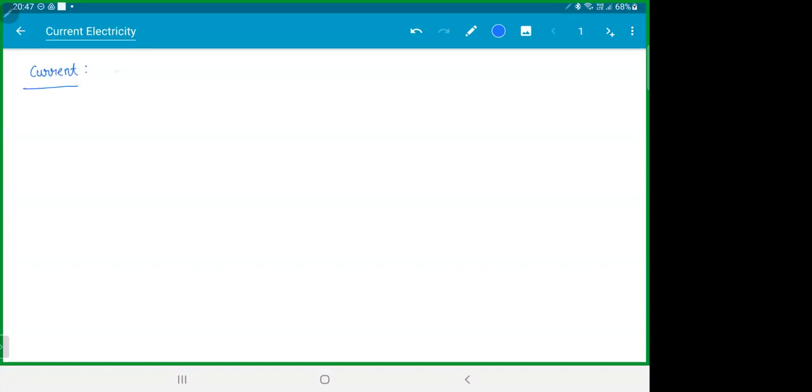So current is simply rate of flow of charge.